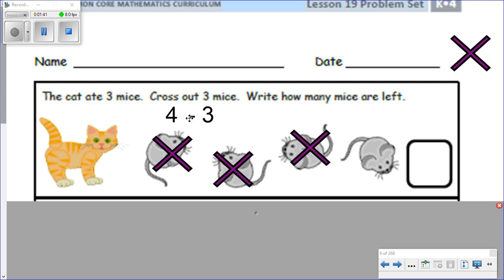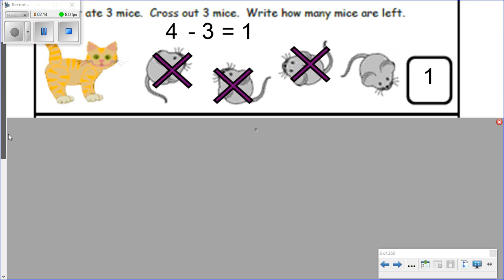4 that we started with minus 3 equals how many mice are left? Equals 1. And now we have our number sentence. If we had this book in our classroom, we would write the number 1 there to show how many are left. So I can put the 1 over there. Let's take a look at the next one.